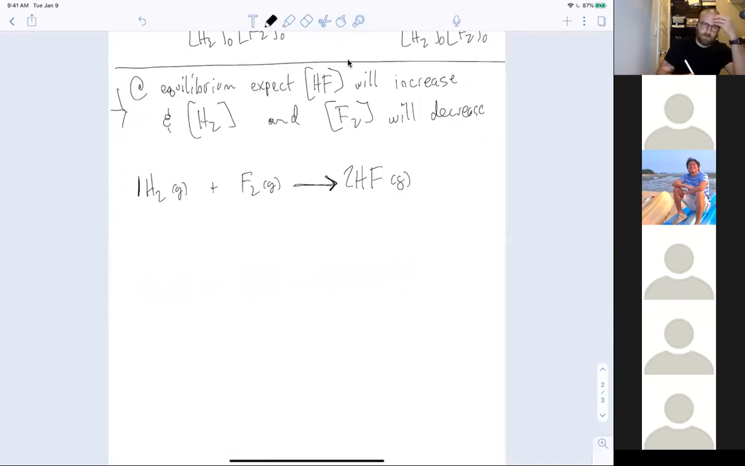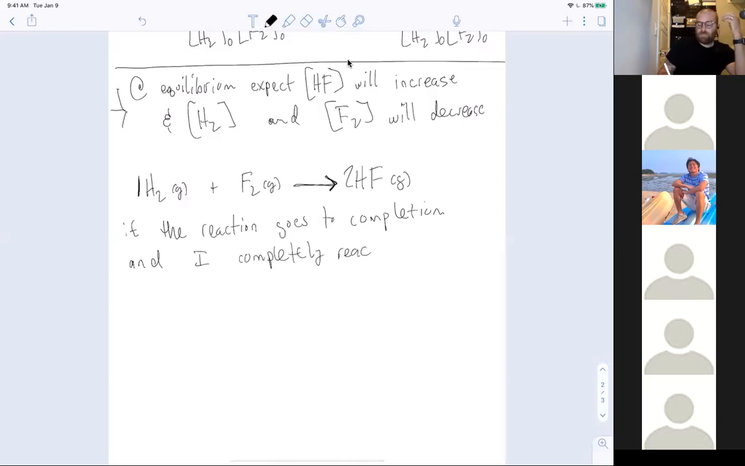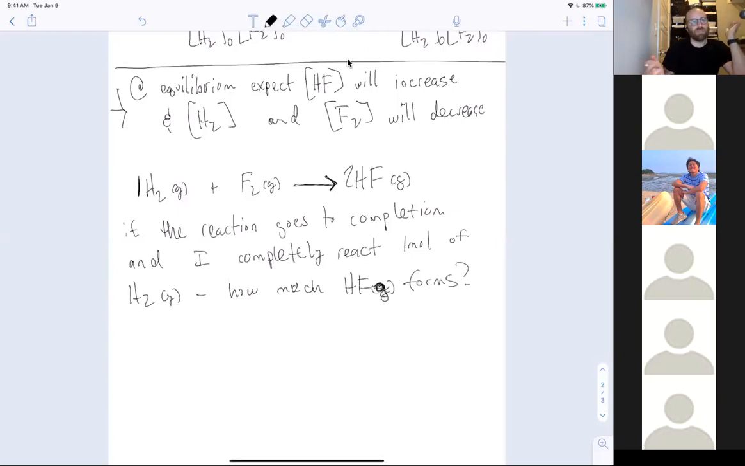So if the reaction goes to completion, and I completely react 1 mole of H2 gas, how much HF gas forms? Not an equilibrium problem? Yeah, 2. Getting some answers of 2.